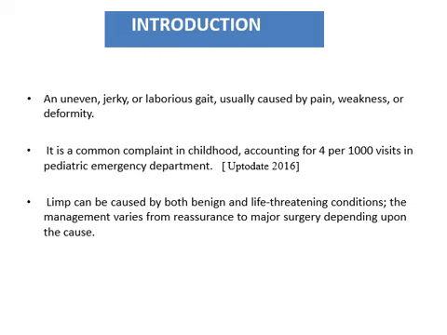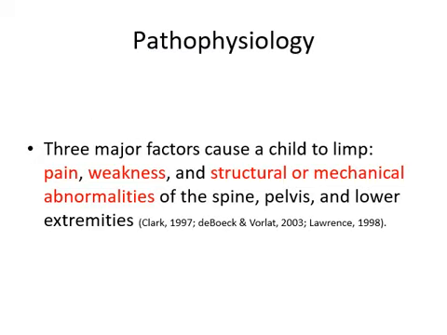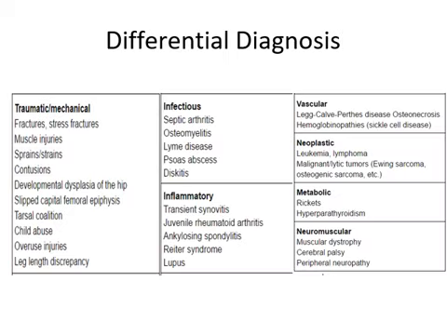a major surgical procedure. As we said before, three factors can cause the child to limp. It's pain, weakness, and structural or mechanical abnormality. And why we're discussing limping, especially in children, is because children, most of the time, can't give us a full history. So it's our job to find out the etiology for why this kid is changing the gait.